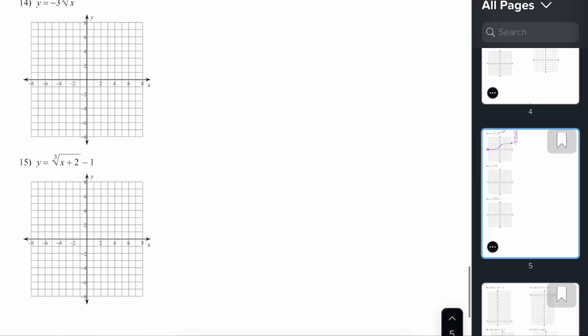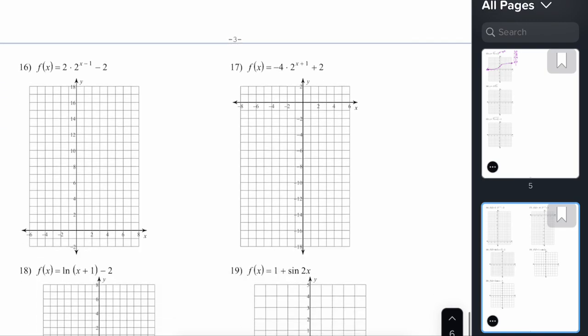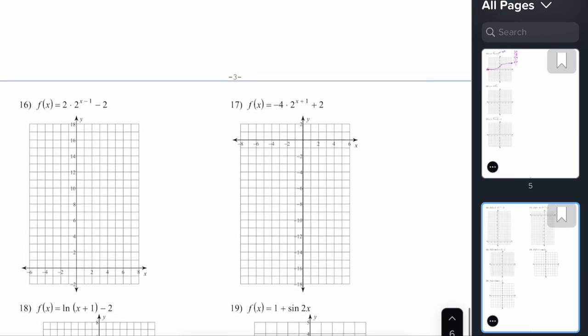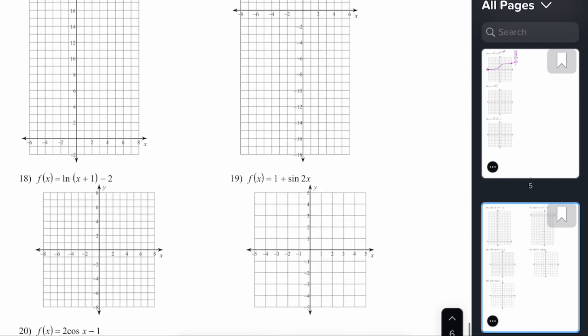Okay, so there are some exponentials and logs. Oh, and sines and cosines. Tomorrow we will do an exponential, we'll do a log, and we'll do some of the other graphs. We'll continue this tomorrow.